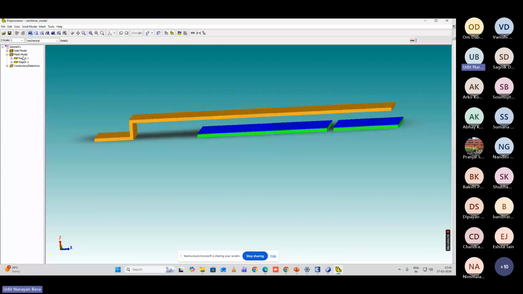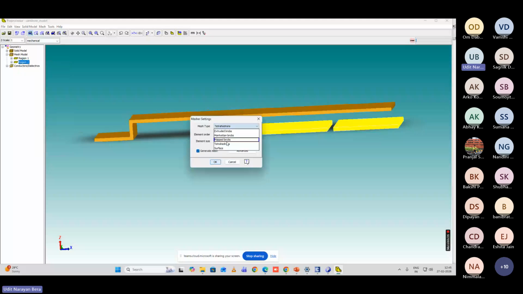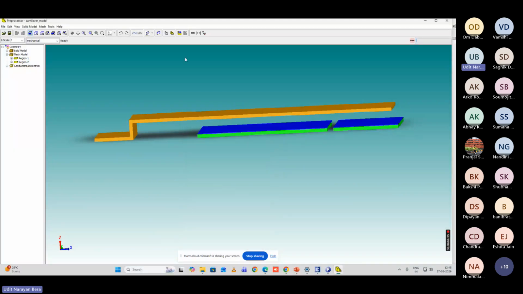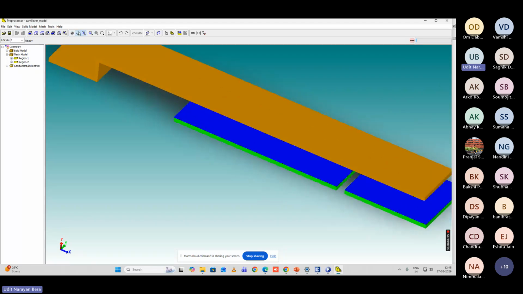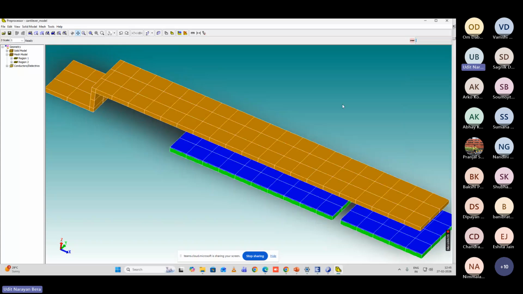And in region 1, again I am taking the same, that is 2, 2, 1. Okay. So once you have set the mesh model for this cantilever beam, you need to mesh it. So you can see now your cantilever beam has been broken into small pieces.